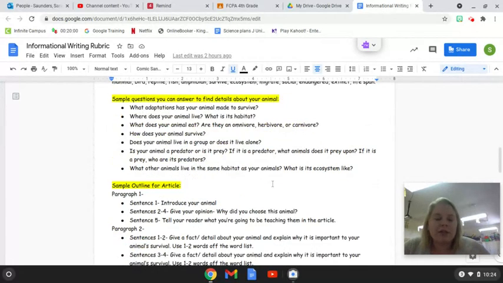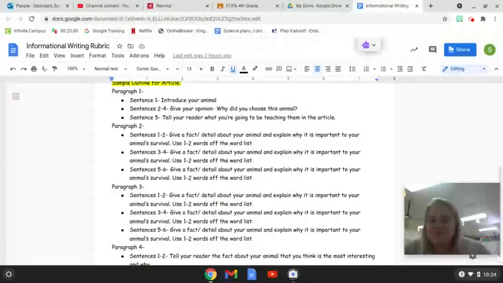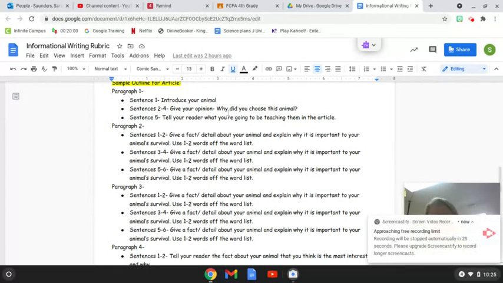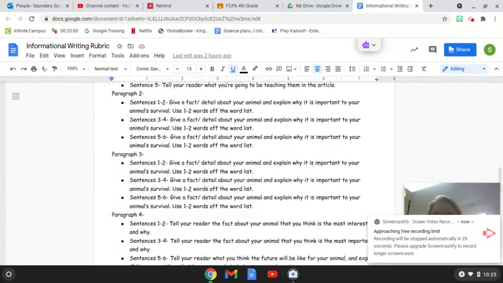Here's a sample outline that would help you get the full points, because part of the rubric says it's got to be 4 paragraphs and each paragraph has to have 4 to 6 complete sentences. So here's an idea. In paragraph 1, sentence 1, introduce your animal. Your next 3 sentences, 2, 3, and 4, give your opinion. Why did you choose this animal? Your last sentence, tell your reader what you're going to be teaching them. So you go through all of that.